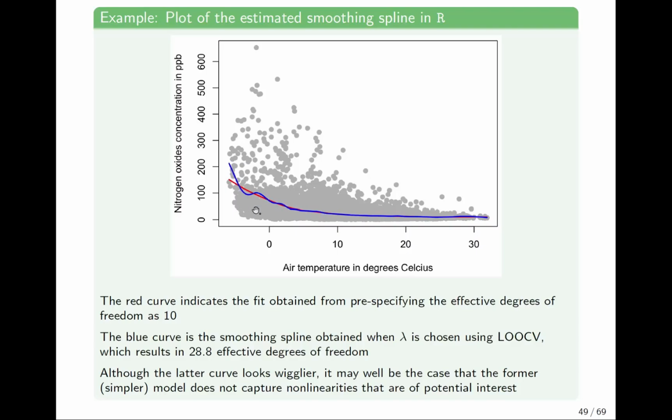And although the blue curve, the one that's fitted by choosing lambda automatically or optimally, let's say, using leave one out cross-validation, is wigglier, that may well be showing us things that are important. In other words, the former simpler curve, the red curve, might not be capturing some of the non-linearities in the data that are actually of potential interest.